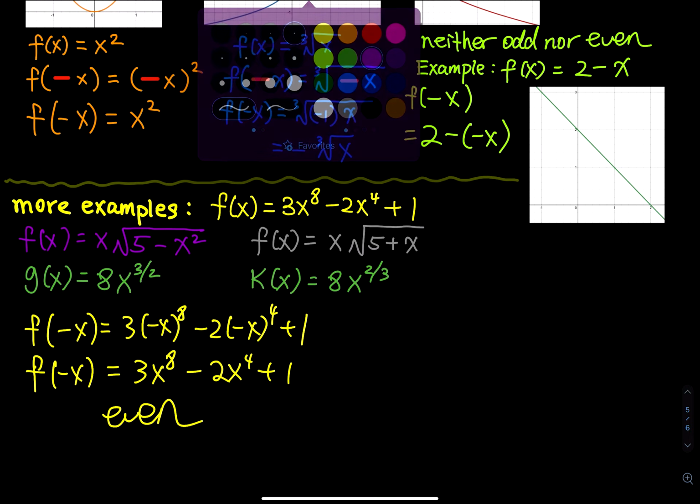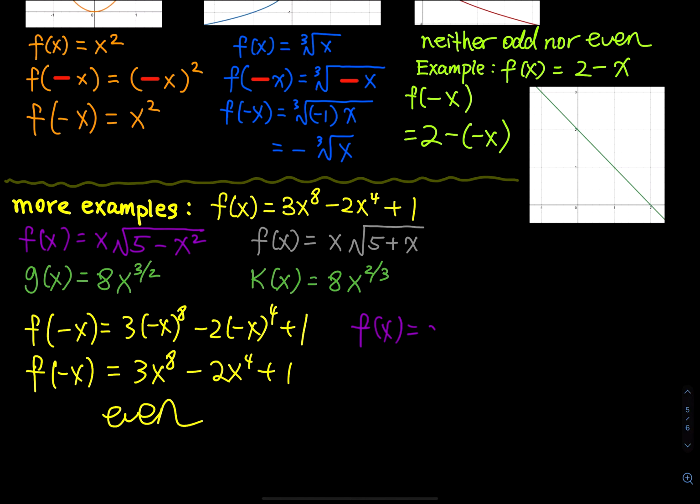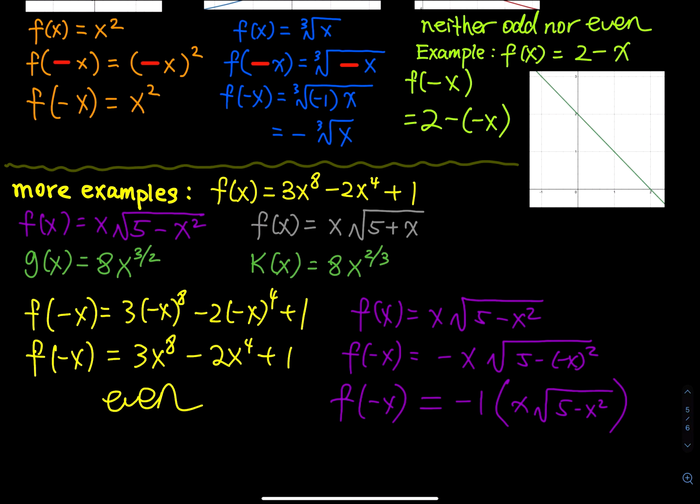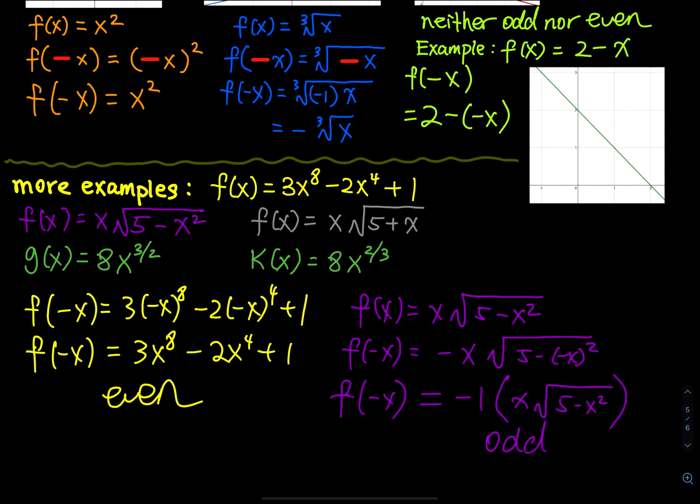And then how about the purple? f of x equals x times the square root of 5 minus x squared. Replace the x with negative x to do the test. We have a negative x, and then we have 5 minus negative x squared. The negative inside the square root is gone due to the square. So therefore, we have f of negative x equals negative 1 times x times the square root of 5 minus x squared. So we pull the negative 1 out, and now we have negative 1 times the entire original function.